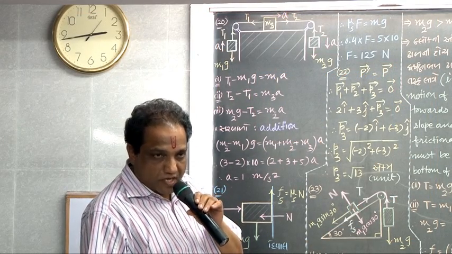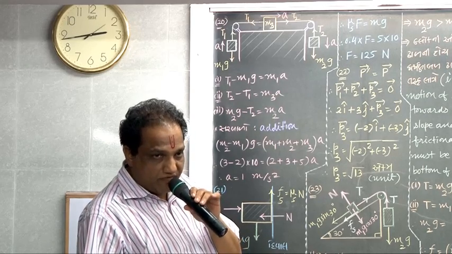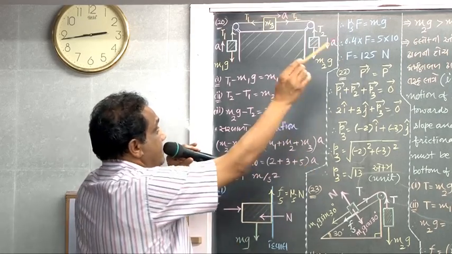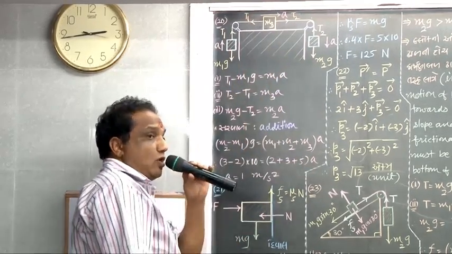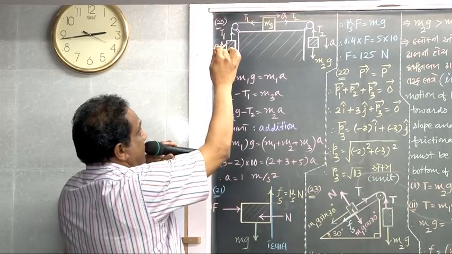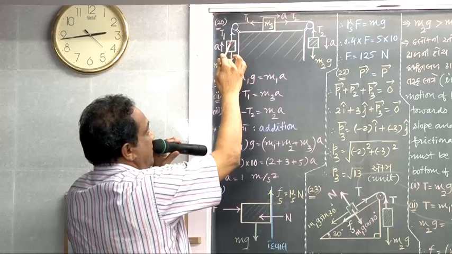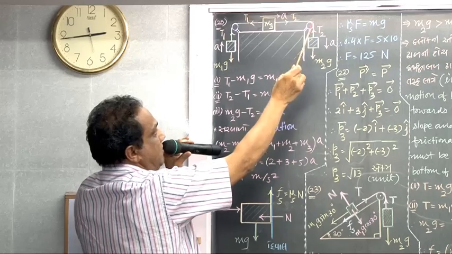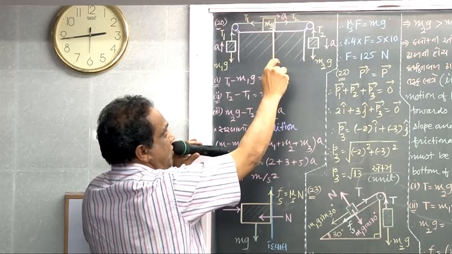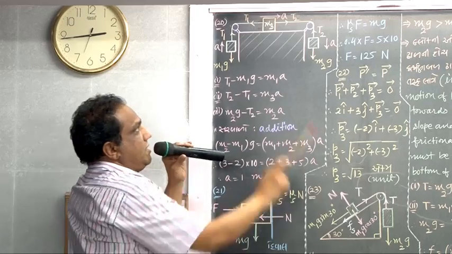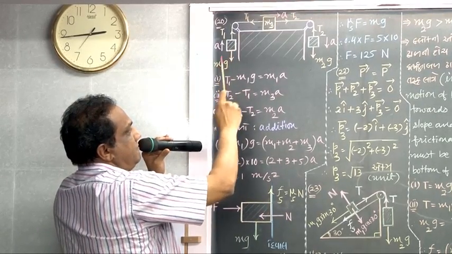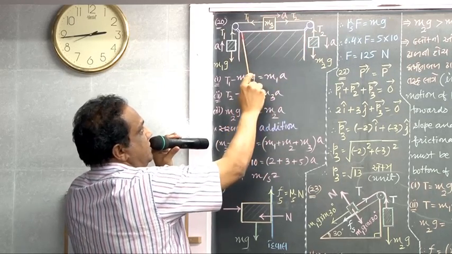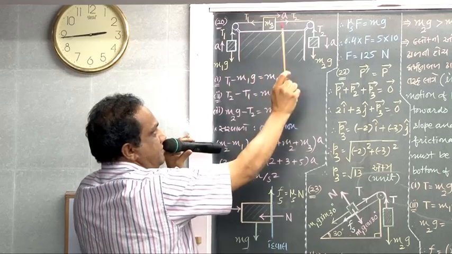We have one horizontal table surface which is frictionless, and there are 3 blocks in all. Block number 1 is tied over here at the end of this string. Block number 2 is tied here at the end of this string. This block has mass m1, this one has mass m2, this one has mass m3. Surface of table is frictionless.